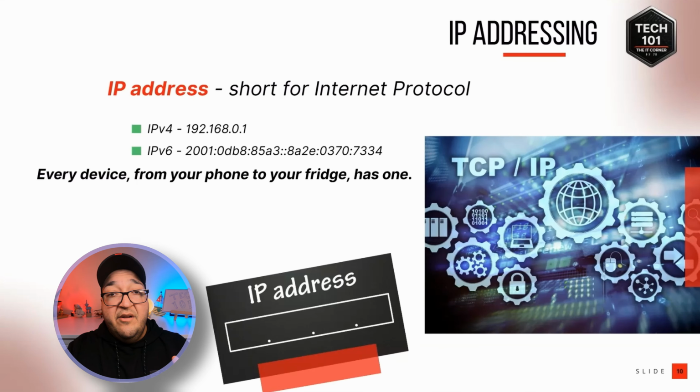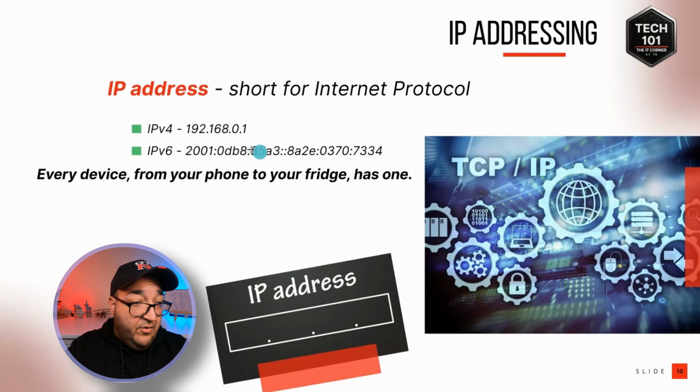Okay, so think about it like this, right? Every house needs an address in order to get their mail. In this case, every device needs one to send and receive data. That pretty much is what IP addressing is. Every device has an IP address, which is short for Internet Protocol Address. It's what identifies each device so data knows exactly where to go. Think of it, like I said, as your mailing address.